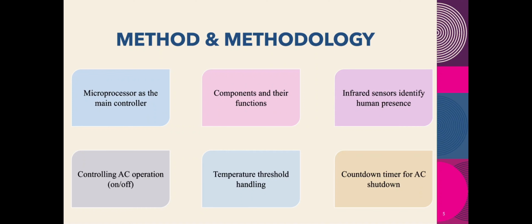Next, we go to the method and methodology. Our system uses a microprocessor as the main controller, programmed with the AZ68K simulator. Sensors detect human presence and temperature, sending data to the microprocessor. The AC turns on or off based on this data, and a countdown timer shuts it off after a set time. Each component was carefully tested for reliable operation.